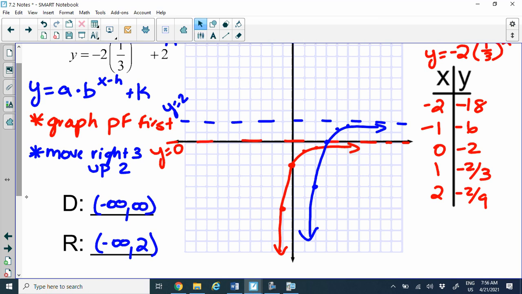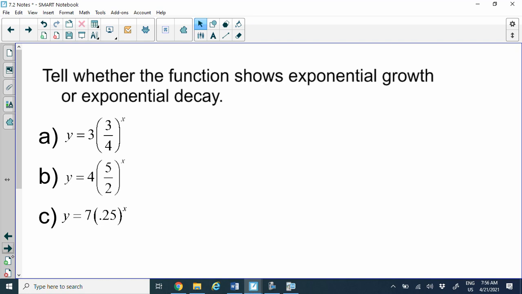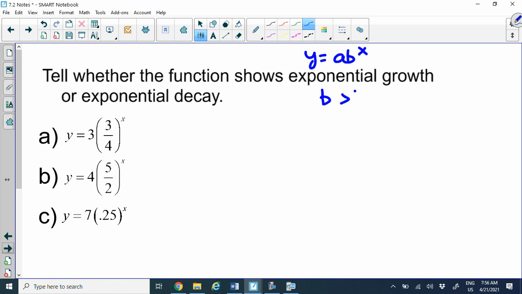Okay, so now let's make sure we know when we have exponential growth and exponential decay functions. So I would like you guys to go ahead, pause the video, and tell whether the function shows exponential growth or exponential decay. So go ahead, pause the video, and do A, B, C. Okay, let's see what you got. So remember, if we do y equals a times b to the x, b greater than 1 is a growth. If b is in between 0 and 1, that is a decay.